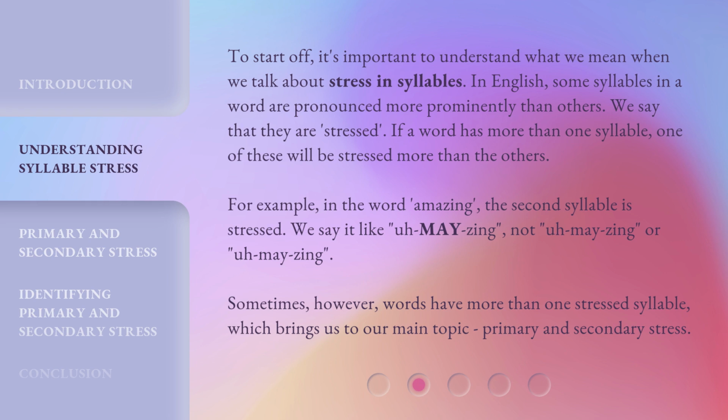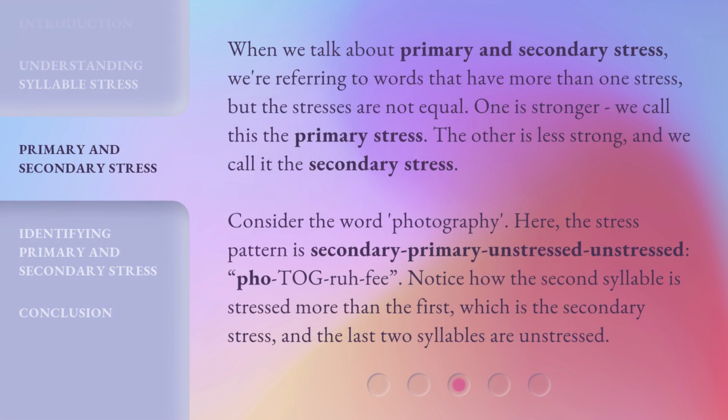Sometimes, however, words have more than one stressed syllable, which brings us to our main topic, primary and secondary stress. When we talk about primary and secondary stress, we're referring to words that have more than one stress, but the stresses are not equal. One is stronger. We call this the primary stress. The other is less strong, and we call it the secondary stress.